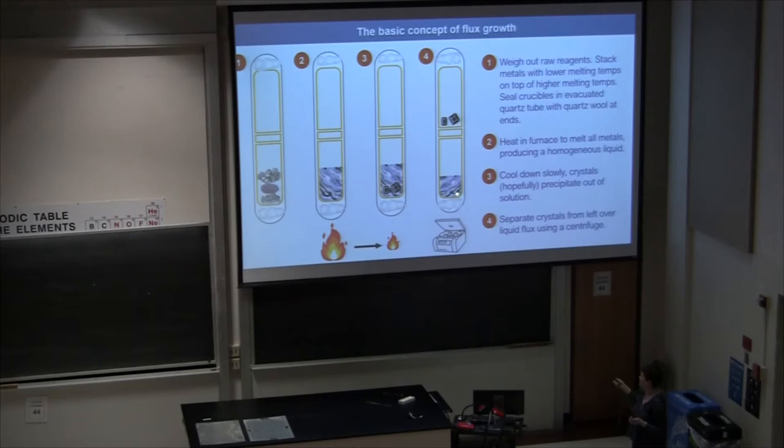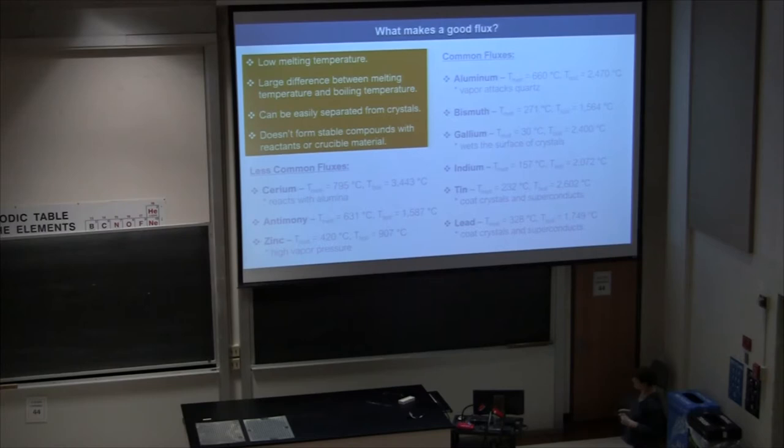So if you have one of these nice centrifuges, you can put your growth into one of the holders, spin your growth by turning it upside down, and your crystals will be trapped by the strainer, which has very small holes, but it's large enough to allow the liquid melt to flow through it, keeping the solvent and the crystals separated. Okay, so the first thing that you usually need to decide is what makes a good flux.